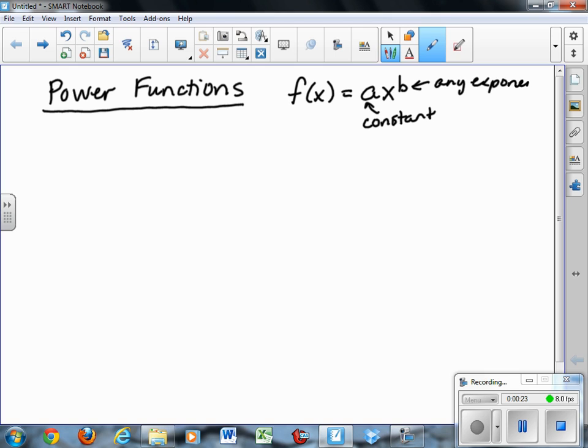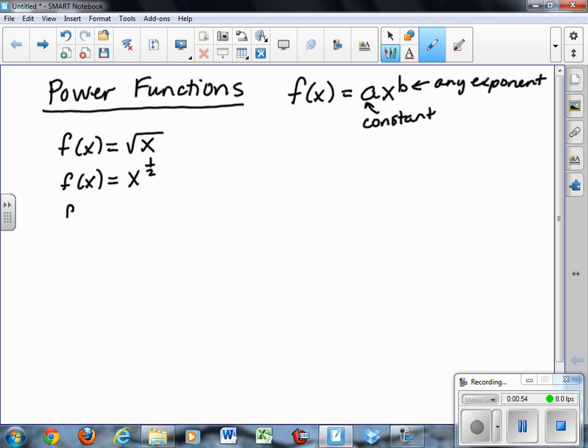Now, many of the functions that we've looked at already are actually power functions. So something can be a power function and also have another name. For example, we have the square root function. The square root function is actually a power function because I can write it as f of x equals x to the 1/2 power. In this case, the constant in front of the function would be 1, so it would be 1 times x to the 1/2 power.